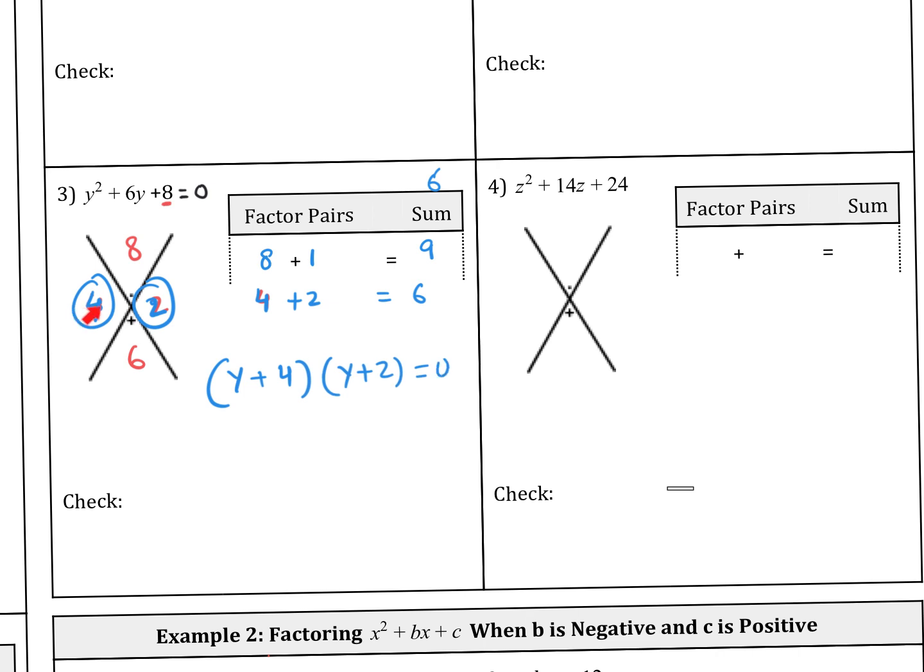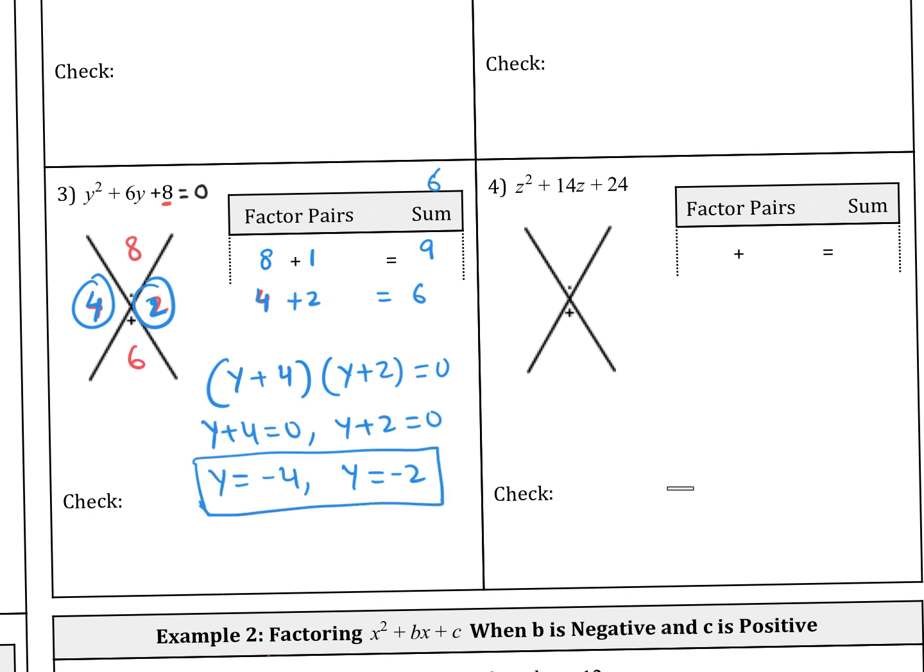So the numbers that you found go here and here, and you can tell that when you multiply it back, it should give you the given equation. Now since it is equal to 0, you need to find the two answers by setting them equal to 0 one by one, and that should be y equals -4 and y equals -2. So these are the two y values of the given equation y squared plus 6y plus 8 equals 0.